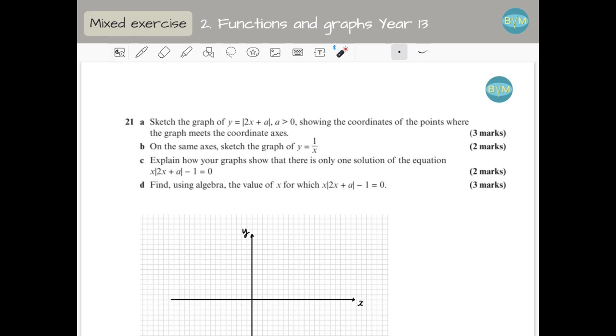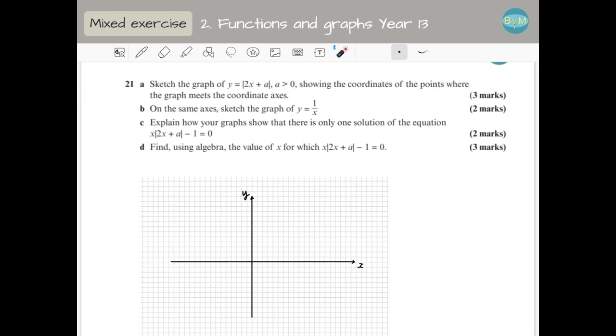Hello, this is question 21 on your mix exercise 3 from the other team. You have to sketch the graph of y equals the absolute value of 2x plus a, when a is a positive constant, showing the coordinates of the points where the graph meets the coordinate axes.